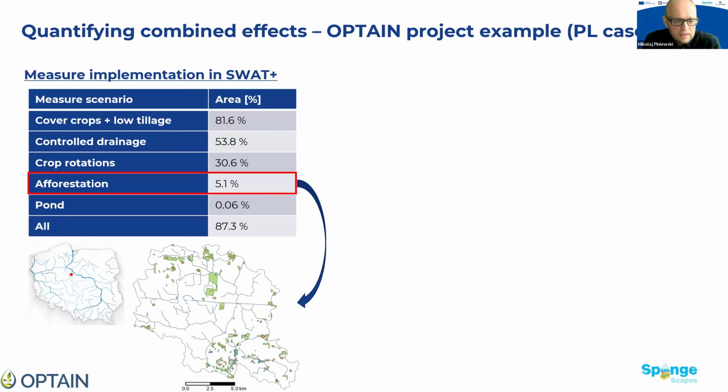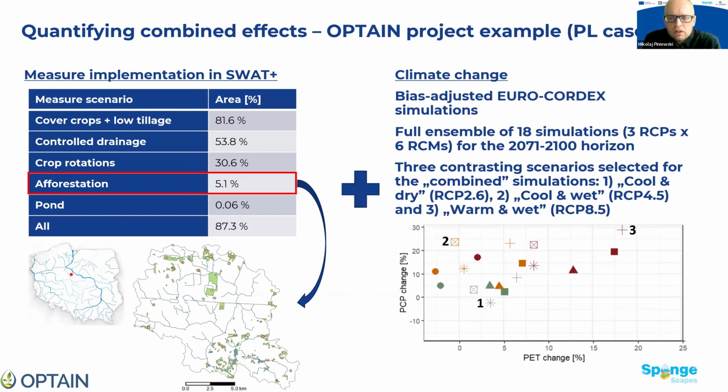One example map shows the afforestation scenario, basically the locations where the cropland was converted into forests. For the climate change scenarios, we used bias-adjusted Euro-Cordex simulations, and the full ensemble consisted of 18 simulations. This is quite a lot, so to limit the computational burden, we selected 3 contrasting scenarios that we called cool and dry, cool and wet, and warm and wet.